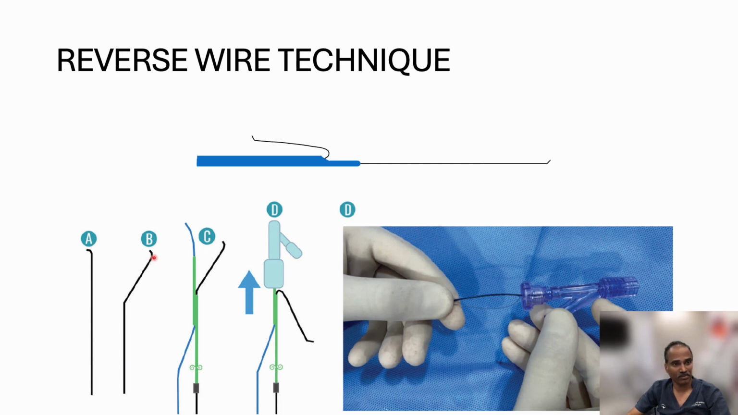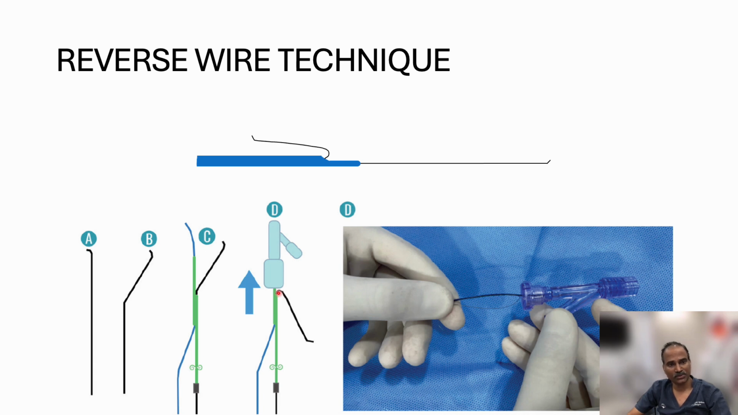Take a bend, this is the primary curve, and take another curve here. And this curve should be 20 mm proximal to the primary curve. And you have to introduce it through the double lumen catheter.